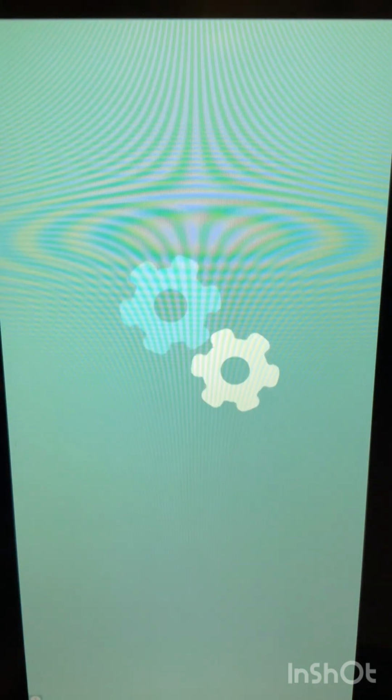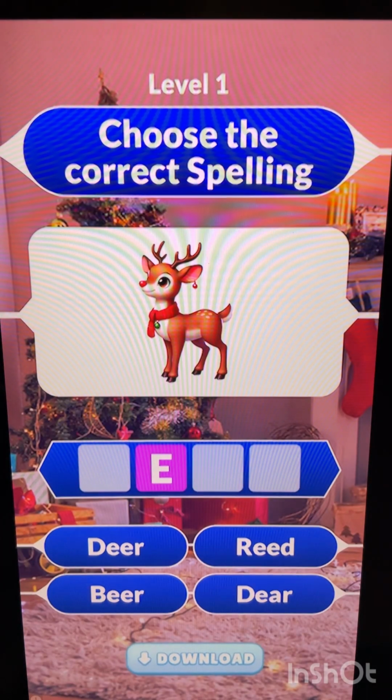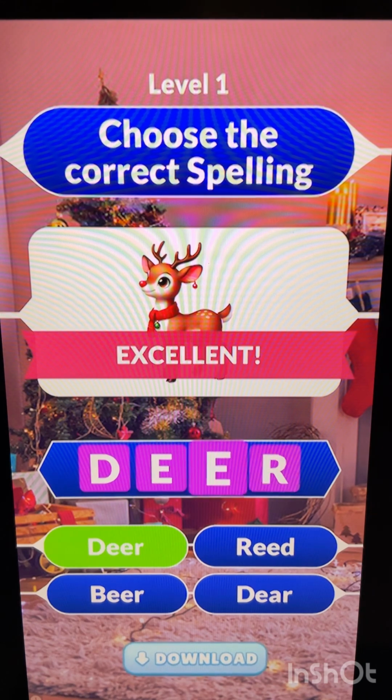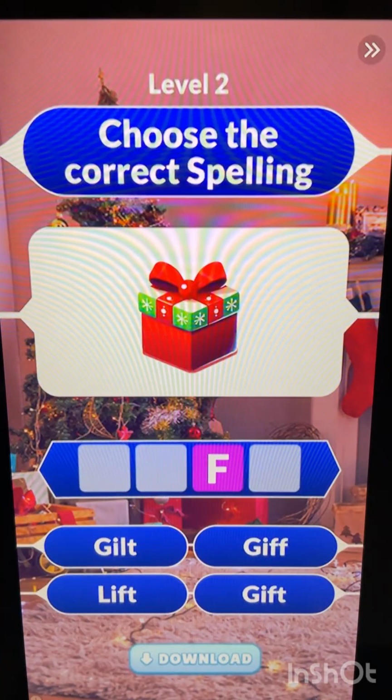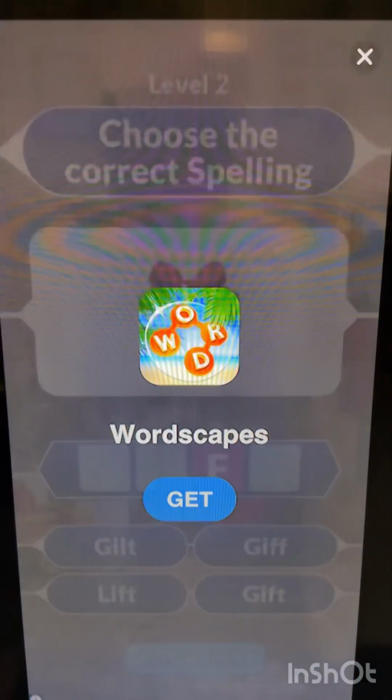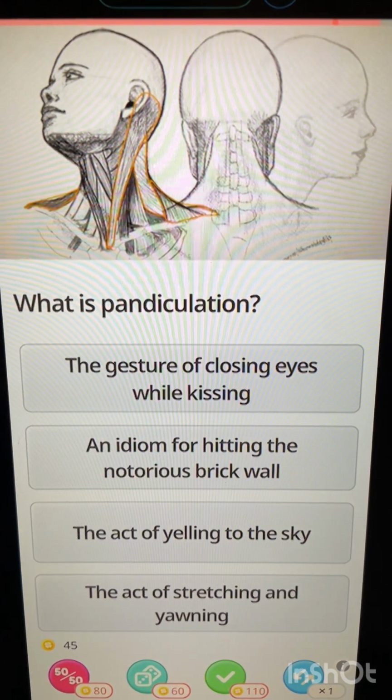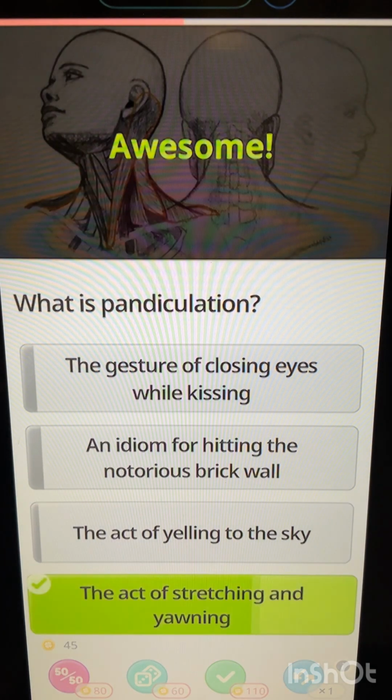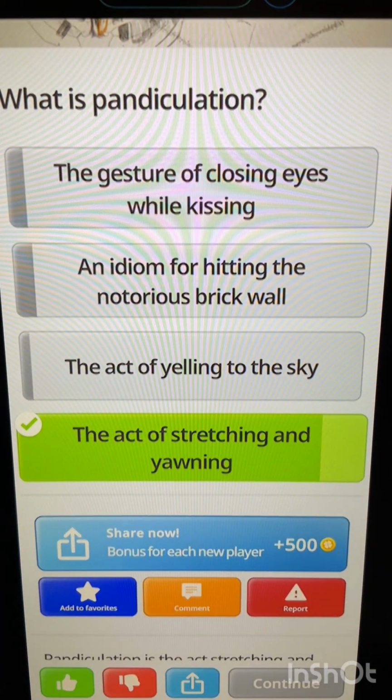So I'm going to use this. So we got, as we go, we got excellent something to do. I'm going to do science. What is pandiculation? Gestures of eyes, kissing. So pandiculation. Act of stretching and yawning.